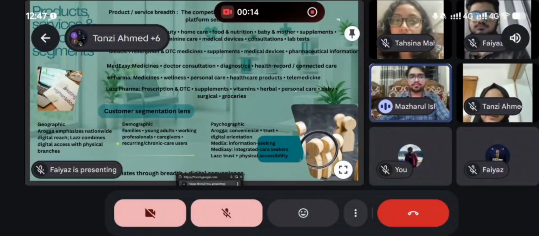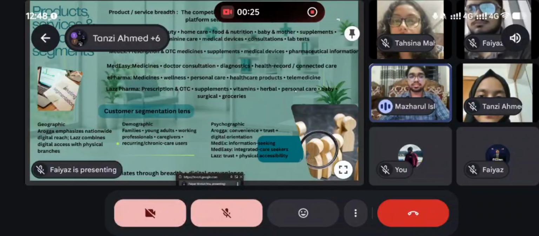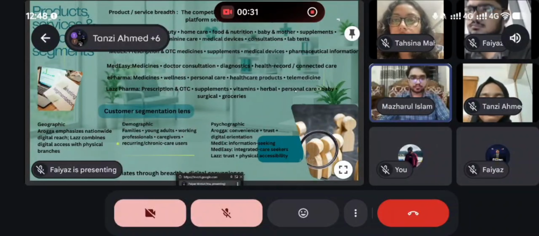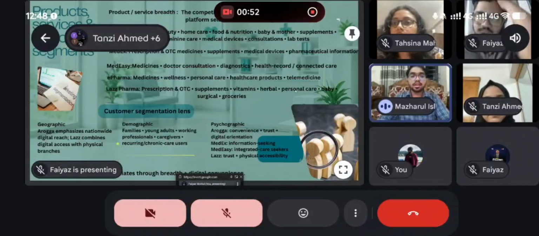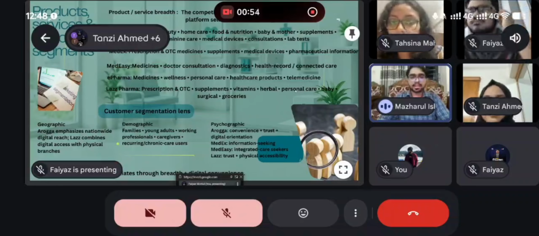Okay. The competitive difference between healthcare platforms is not only about what they sell, but also about who they are designed to serve. Arogga has a very broad range of products and services. These include medicines, beauty products, home care, food and nutrition, and baby and mother products too. When we compare this with competitors, Medex mainly focuses on medicine, pharmaceuticals, nutritional supplements, and medical devices. Medici combines medicines with doctor consultations, diagnostics, and connected healthcare. ePharma focuses on healthcare and wellness products, while Lazz Pharma combines digital ordering with physical pharmacy access.